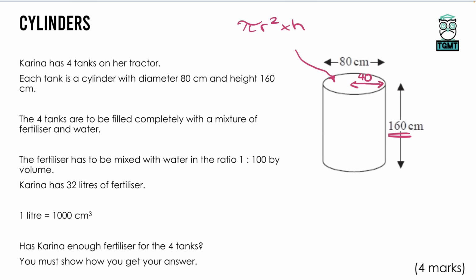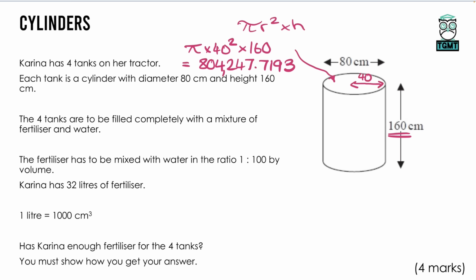So if we work that out, that's going to be pi times 40 squared. And we can either type that in and then times by 160, or we can just times by 160 straight away. And let's just write that down then. So pi times 40 squared times 160, and that gives us a very large volume here. But we get 804,247.7193. And there we go, that is the volume of one tank, 804,247.7193 centimetres cubed.